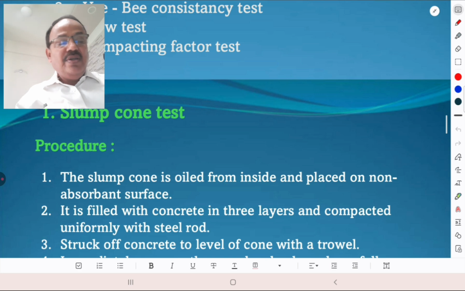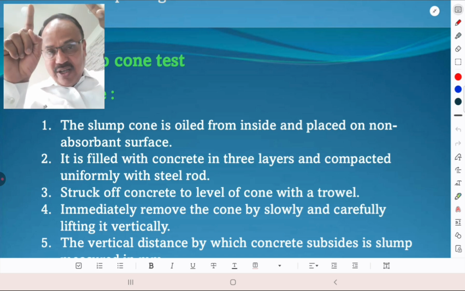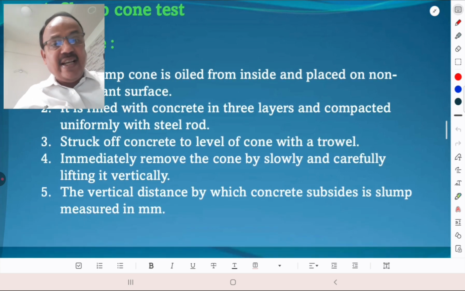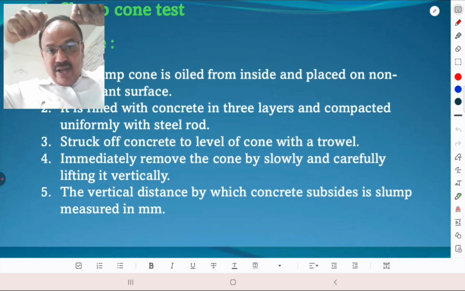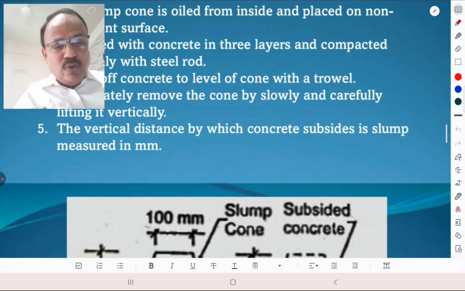First, the slump cone test. The slump cone is oiled from inside and placed on a non-absorbent surface. What is a slump cone? The bottom diameter is 20 centimeter, top diameter is 10 centimeter, and height is 30 centimeter. It is filled with the concrete in three layers and compacted uniformly with a steel rod. Strike off the concrete to the level of the cone with the trowel. Immediately remove the cone by slowly and carefully lifting it vertically. We have to lift that cone vertically. The vertical distance by which concrete subsides is the slump, measured in mm, or it may be in cm also.